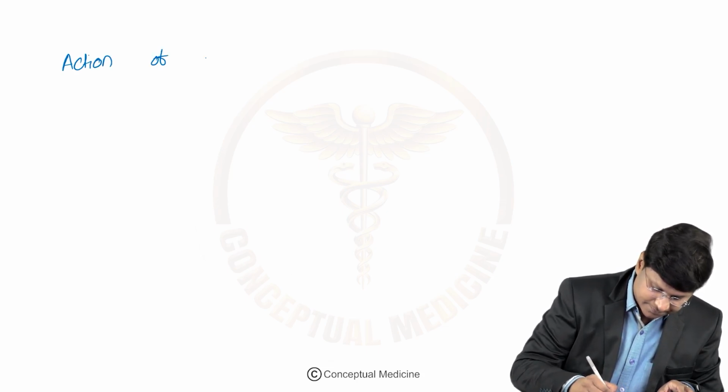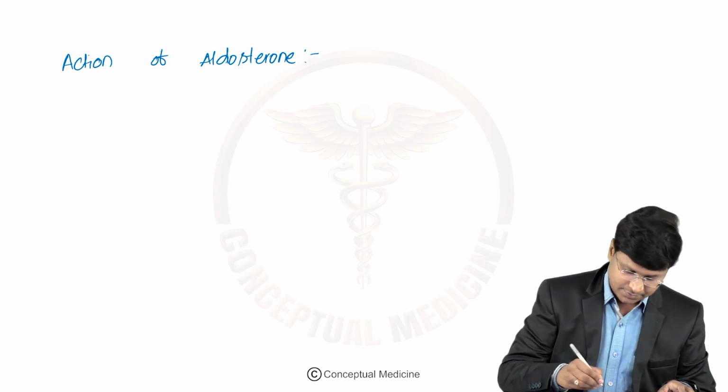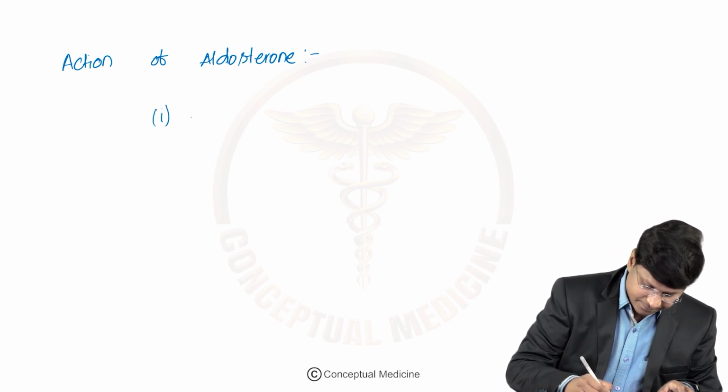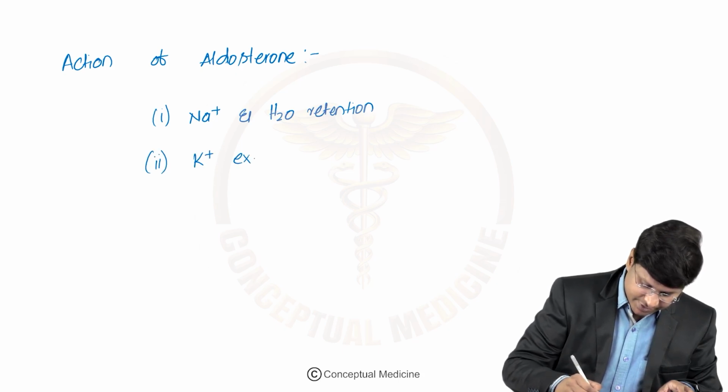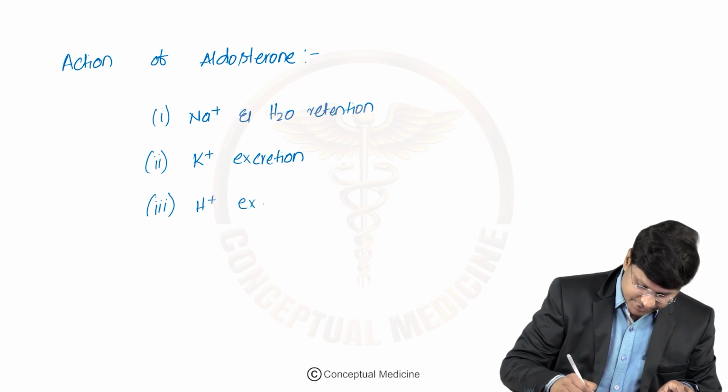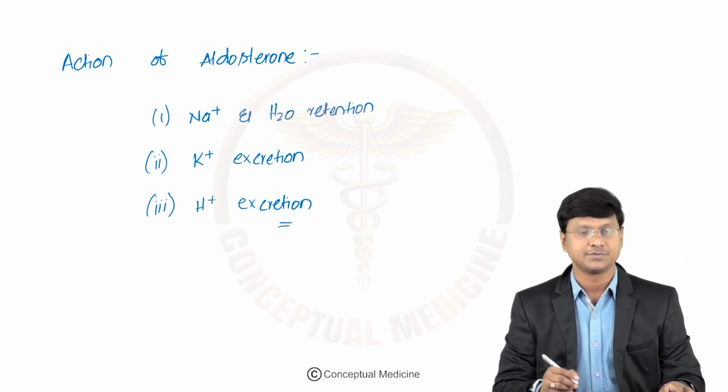Now, what will be the physiological action of aldosterone? If you take the physiological action of aldosterone, number 1, it causes sodium and water retention, number 2, it causes potassium excretion, number 3, it causes H plus ion excretion. That is the physiological action of aldosterone.